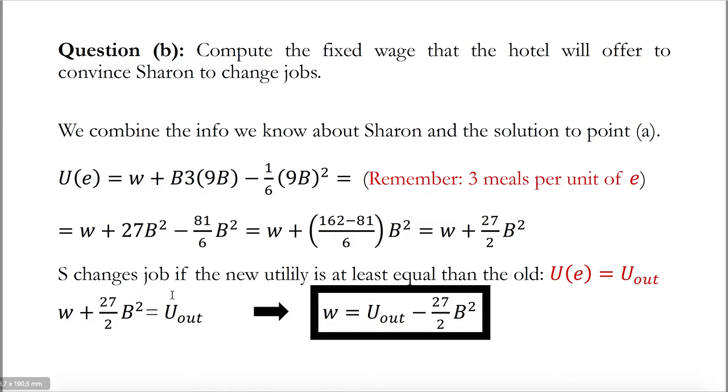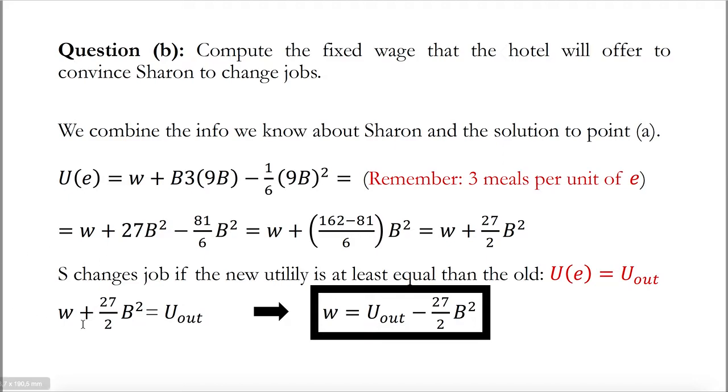We know that the utility that Sharon is getting from her current job is U out. Remember, this was written in the text. So we know that if the utility under her optimal effort, something that we have found here, is at least equal to this U out, then she's going to consider changing job and she's going to work for the new place.